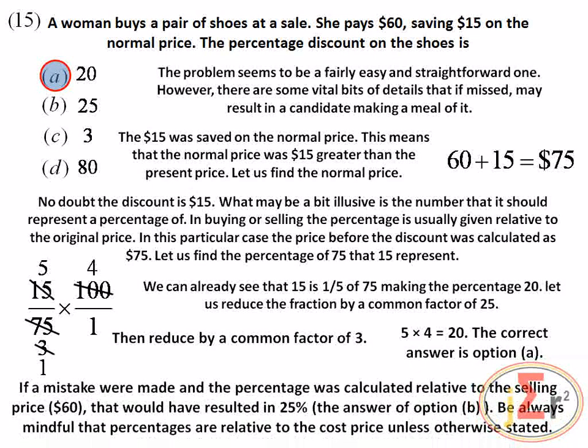If a mistake were made and the percentage was calculated relative to the selling price, which is $60, that would have resulted in 25%, the answer of option B. Be always mindful that the percentages are relative to the cost price unless otherwise stated.